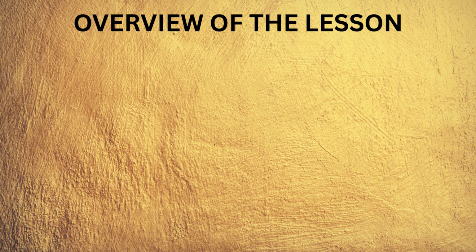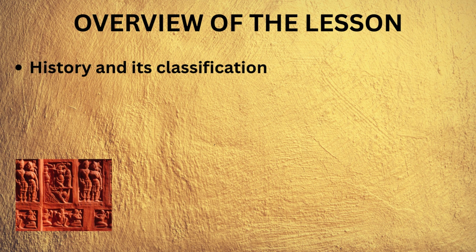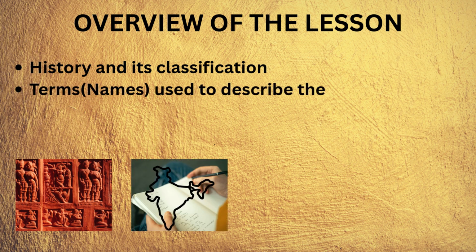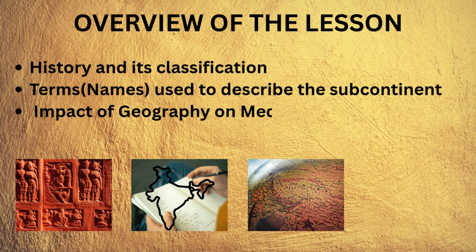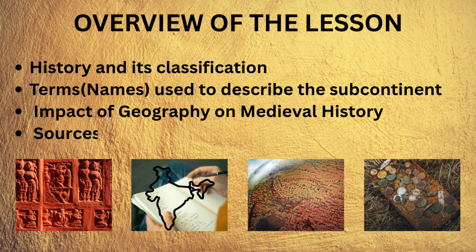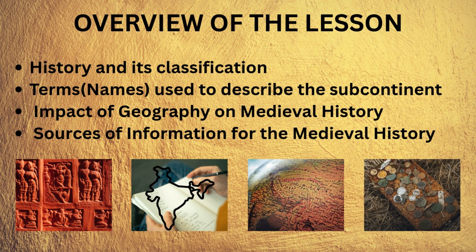Let us understand the terms that we are going to learn in this chapter. First, what is history and its classification? Second, what are the various terms used to describe the subcontinent? Third, the impact of geography on medieval history. Fourth, the sources of information for medieval history.